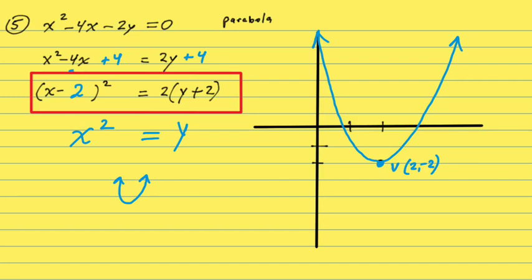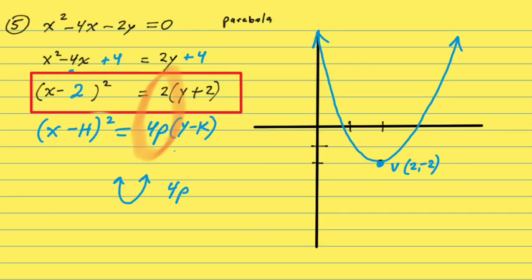Maybe you know your formula, I'm not sure. The formula would be x minus h quantity squared equals 4p times y minus k. We have the h and the k. That's a 2 and a negative 2. Now, can you look at this and tell me what p should equal? I think I have 4p equaling 2. Divide by 4, you get p to equal 2/4 or 1/2.